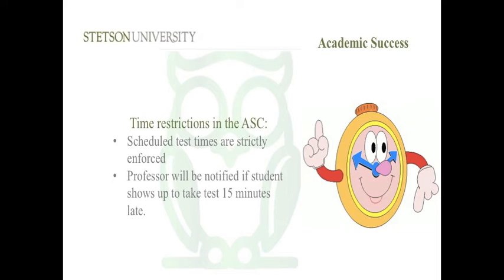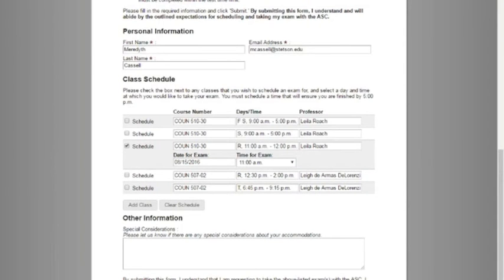The start and end times for tests in the ASC are strictly enforced. Therefore, students will not be able to continue taking their tests past their scheduled time. In addition, if a student shows up 15 minutes late or later to take their exam than their previously scheduled time, their professor will be notified. There is one more piece of the form that needs to be filled out before you can submit it to the ASC.